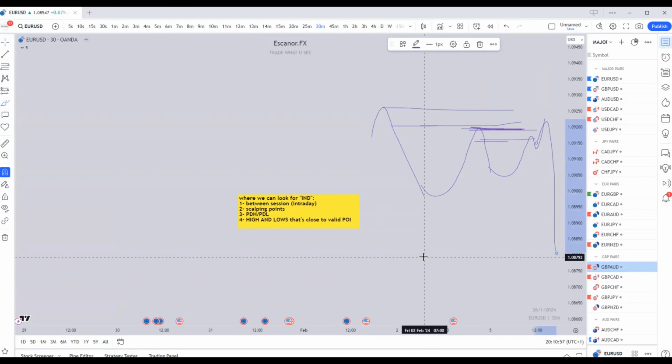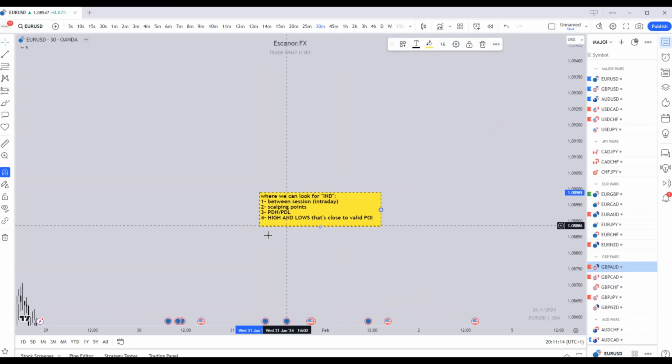Okay, let's continue. So keep those 4 points in your notebook. We're going to come back to every point of this later. What we said between sessions, I mean between sessions where we have, for example, London, New York, and Asian session, every high that is created during those sessions is probably a point of inducement.